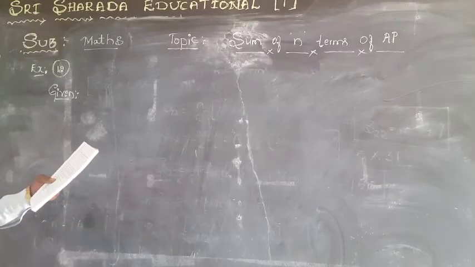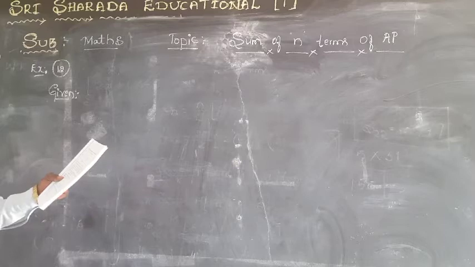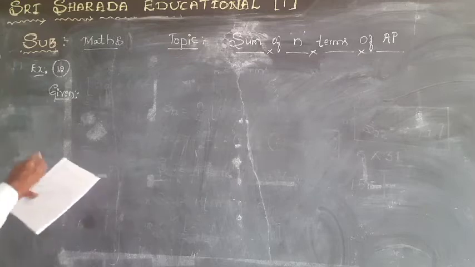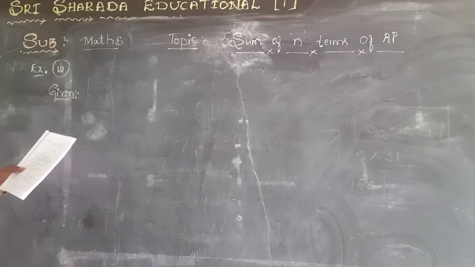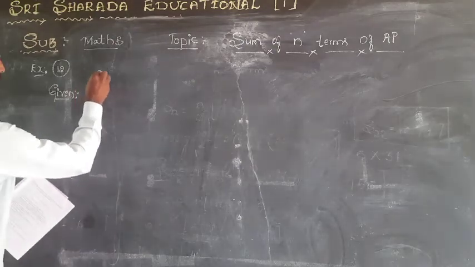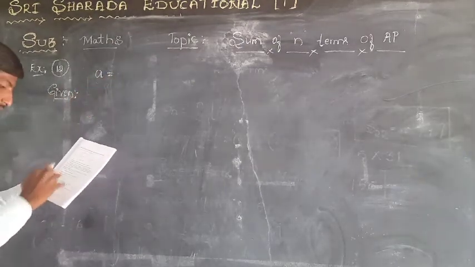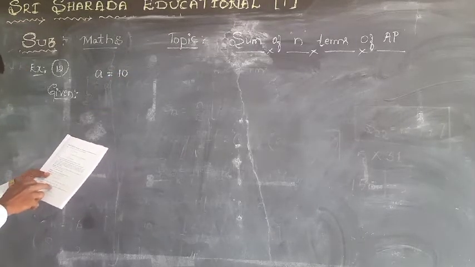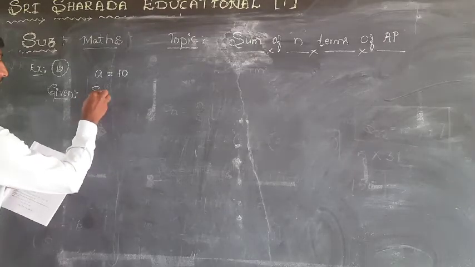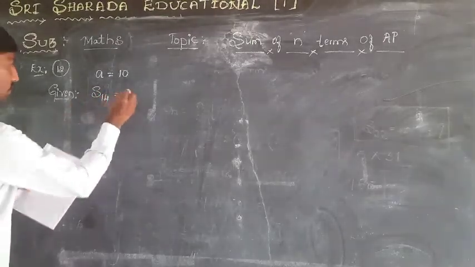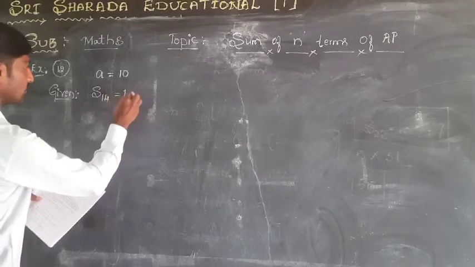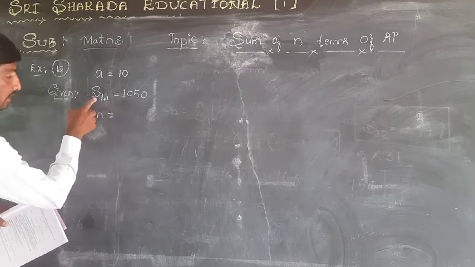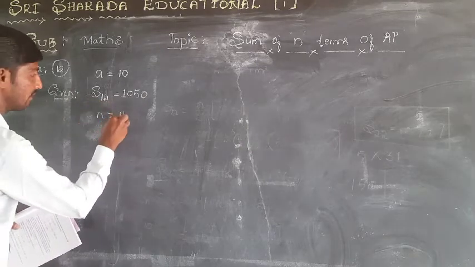The sum of the first 14 terms of an AP is 1050 and its first term is 10. Find the 20th term. So first of all write down the given data, whatever is given. First term means what? A. What is given? 10. Again they gave that the sum of the first 14 terms, which is nothing but S14, is equal to how much? 1050. Here S14 is nothing but, in the place of n, what we have? 14. So n value is 14.